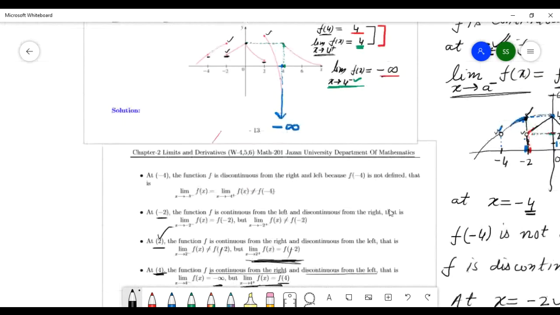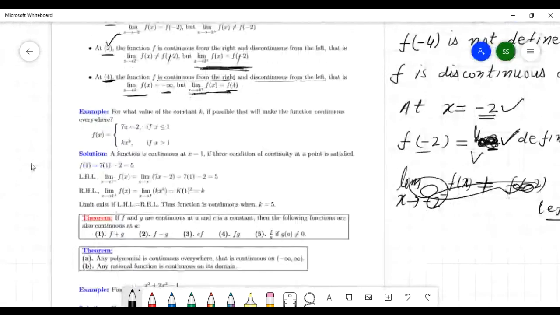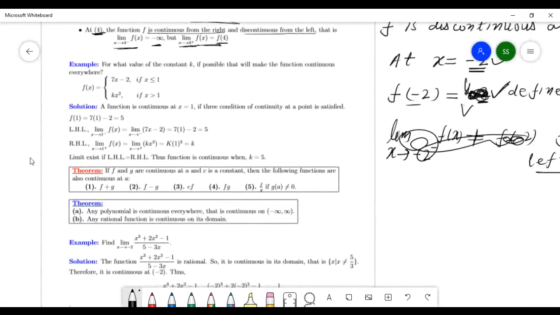Now come to here. See this question. This example: for what value of the constant, if possible, will make the function continuous everywhere. Okay, so I will discuss this question at the next lecture.